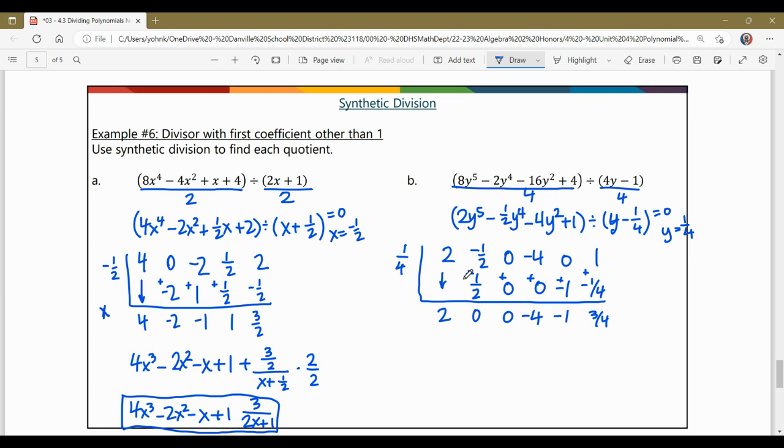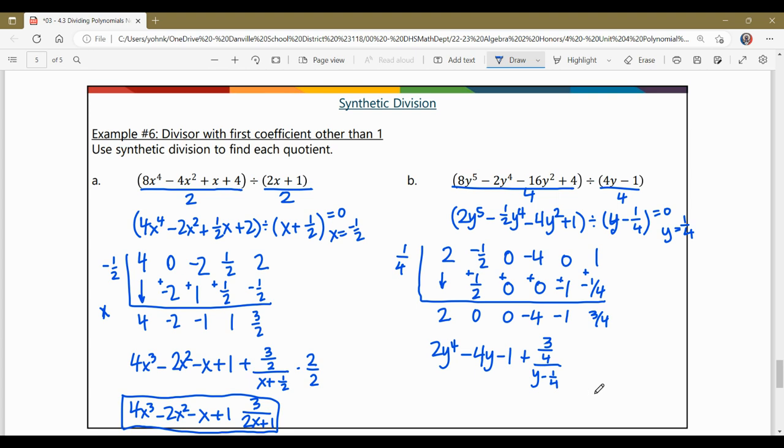So notice I've got some missing space. My highest exponent when I started was a 5. That means mine's going to be a 4. So 2y to the 4th. I have a 0y cubed, a 0y squared. So I have a -4y, a -1, and then plus 3/4 over y minus a fourth.